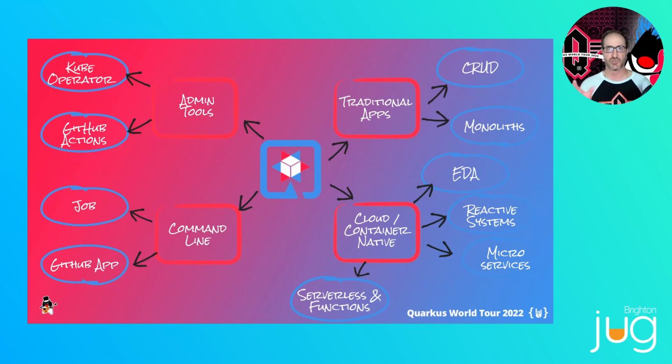Things that are shorter lived, it's going to start up, it's going to do something, then it's going to go away, and I want it to use as little resources as possible. Native is a great choice for that. But for things that are run for long periods of time, you're probably better off on the JVM.